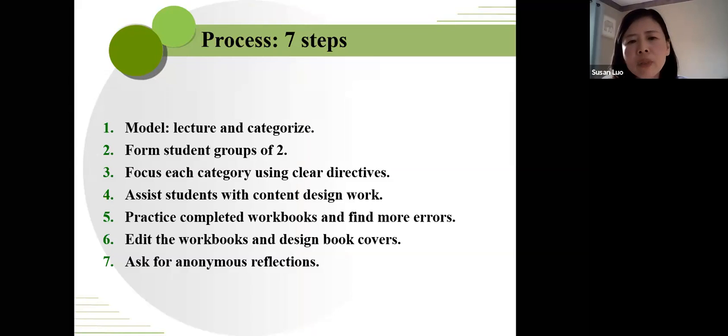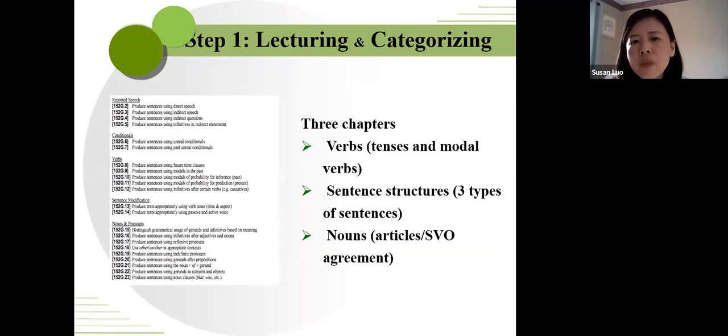Then in the end, after you go over everything, edit. Again, ask them to change all the mistakes in the workbooks and design some book covers. If you want to know whether they like it, you can ask for anonymous reflections, asking how they truly felt about this. I did this project with my advanced level students.